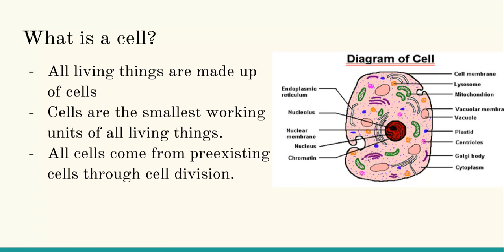So to start us off, first we got to figure out what is a cell. A cell is the smallest working unit of all living things. So everything that is living is made up of cells. They come from previous cells through cell division. So everything living in this whole world is made of these teeny little cells. You cannot see a cell unless you are looking under a microscope. They're that tiny.